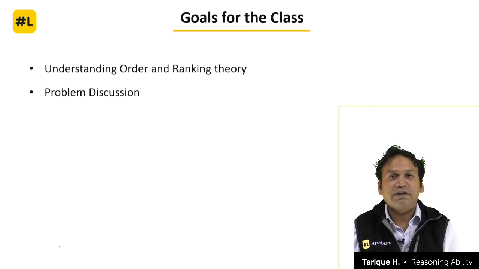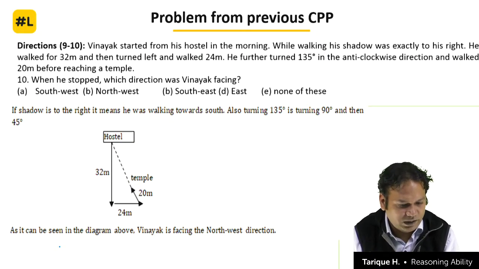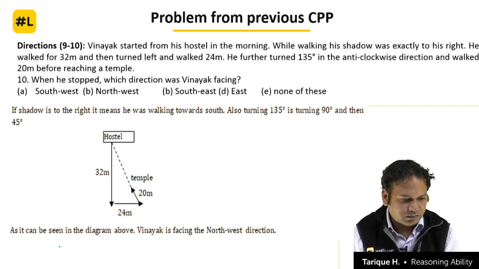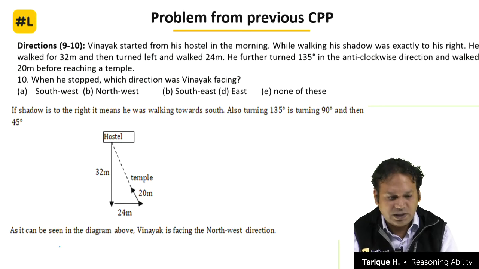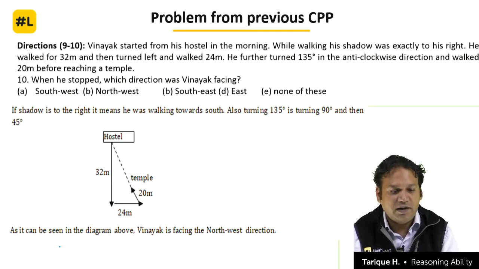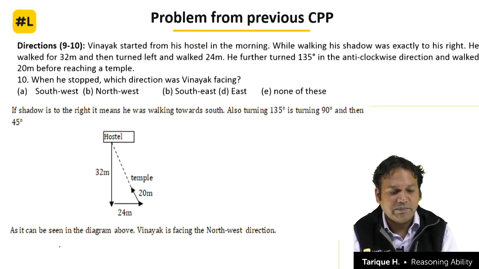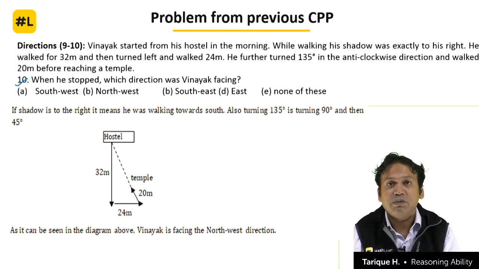Before we begin the class, let's first discuss the problem from the previous CPP, from the topic of direction and distance. There were two questions in a set. Vinayak started from his hotel in the morning. While walking, his shadow was exactly to his right. He walked for 32 meters and then turned left and walked 24 meters. He further turned 135 degrees in the anti-clockwise direction and walked 20 meters before reaching a temple. Question number 10: when he stopped, which direction was Vinayak facing?